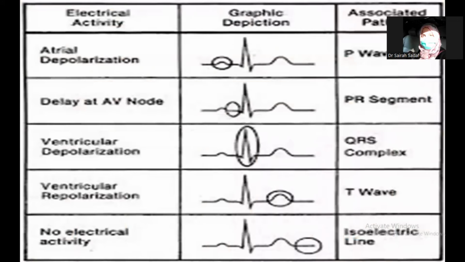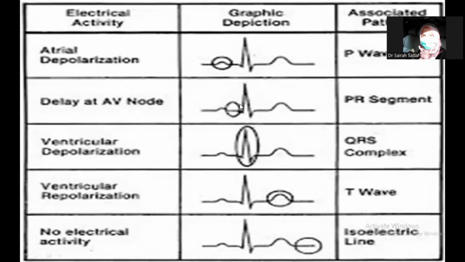Now, how the waves are generated. This is very beautiful. I'm sorry for the blurring of the slide, but this is a very beautiful, very self-explanatory slide, but let me explain it for you. Now atrial depolarization generates the P wave. The P wave will always tell you the atria are contracting. If there is no P wave, that means the atria are not contracting. They are either fibrillating or fluttering. How beautiful is that?